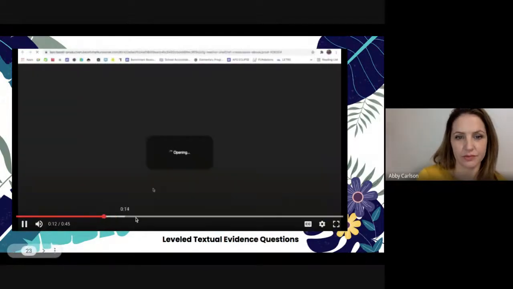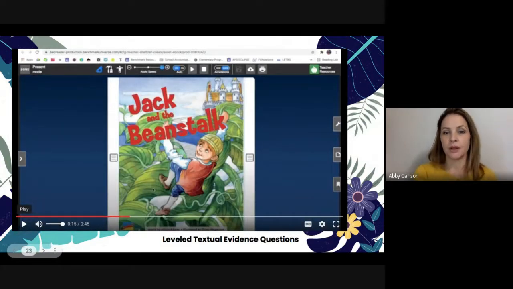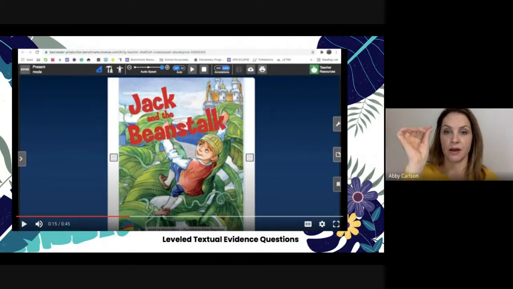Now, if I pause, once I open up Jack and the Beanstalk, there's so many different components here that are perfect for differentiating. We do have the autoplay. If students didn't want to listen to the reading out loud, they could click on words that are unknown. But what I'd really like you to pay attention to are the teacher resources. Now, not all of the small readers have this teacher resources button up in the right corner. So there are about 10 to 12, I believe, that come with each unit. Some books do not come with any teacher resources. They're just there to add to your lesson.